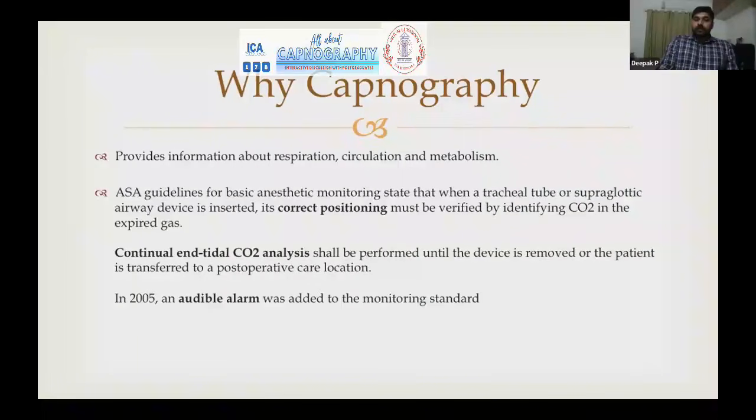Because of this, the American Society of Anesthesiologists guidelines of basic anesthesia monitoring have stated that whenever we introduce a tracheal tube or a supraglottic airway device, its correct positioning must be verified by identifying the end tidal carbon dioxide. And this carbon dioxide monitoring must continue throughout the procedure, either till the device is removed or till the patient is transferred to an ICU setup. And as an update to this basic standard, in 2005, an audible alarm was added to this monitoring standard.